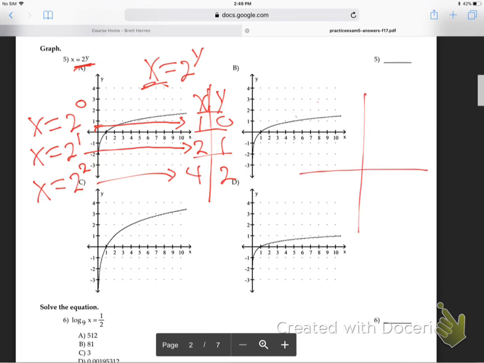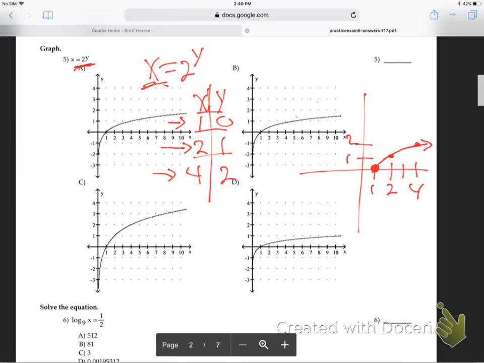Here we go. Over 1, up 0. Over 2, up 1. Over 4, up 2. See how it's doing this kind of thing? Wow, they're kind of close, aren't they? So what we've got to do is look super close and find out which one really has these points, because they're all kind of close. So this is a good lesson for what we're going to need to do on the real exam.